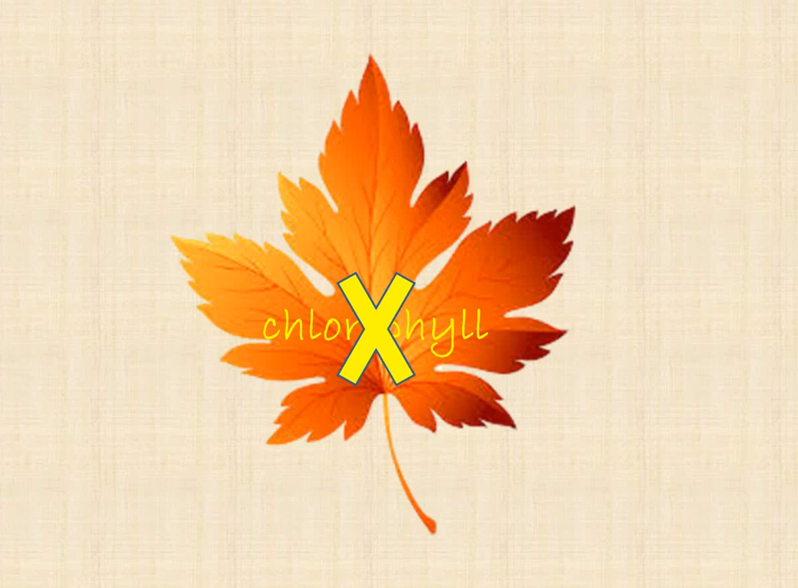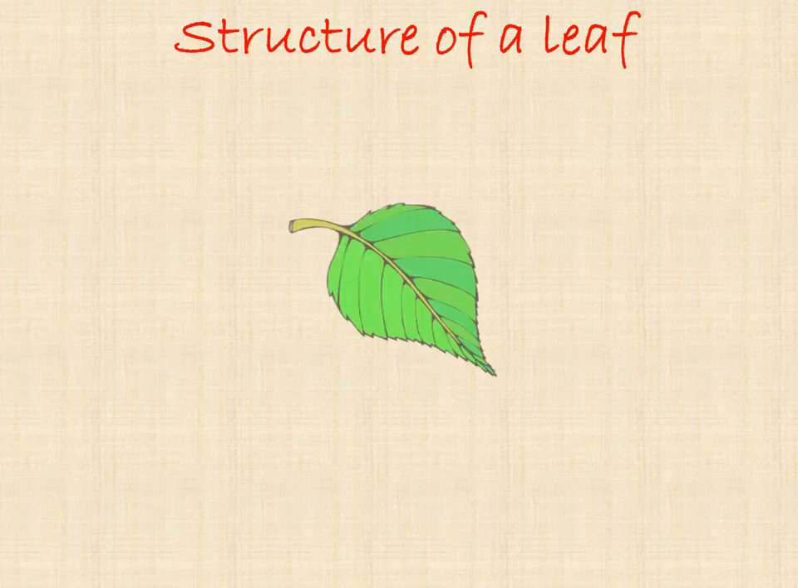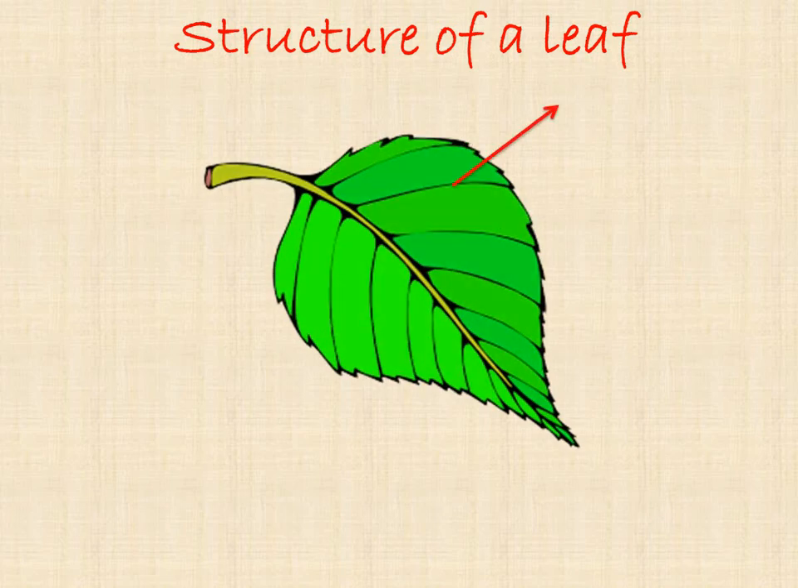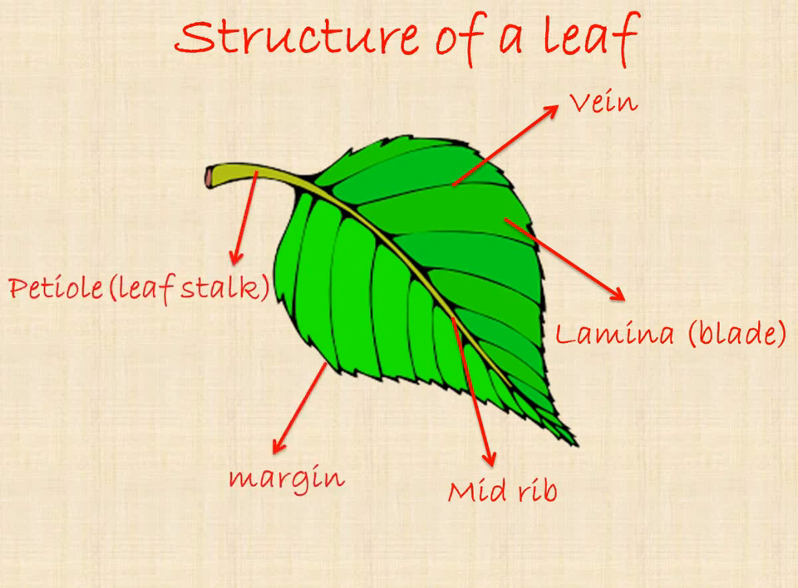So now let's start to learn about the structure of a leaf. Here you can see the diagram of a leaf and all the labelings of a leaf. Let's start to learn this. The leaf is attached to the stem with a thin tube-like structure called petiole, which is also known as leaf stalk. The flat surface of a leaf is called the leaf lamina or leaf blade.